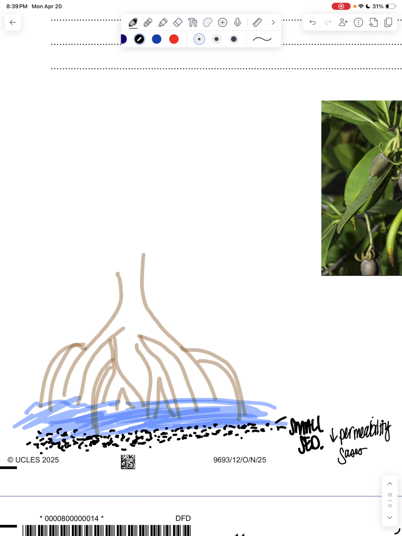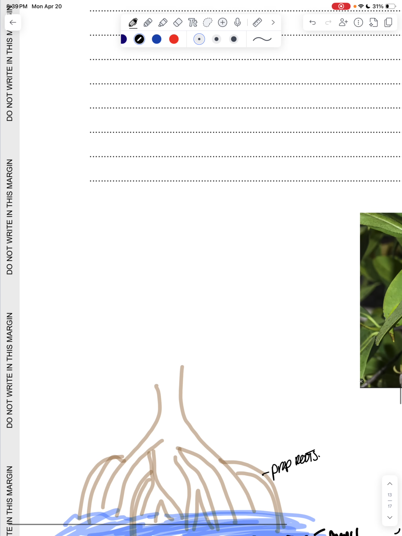Okay, these are our prop roots. They're for stability more than anything, but they also will slow down the water and cause sediment to deposit.